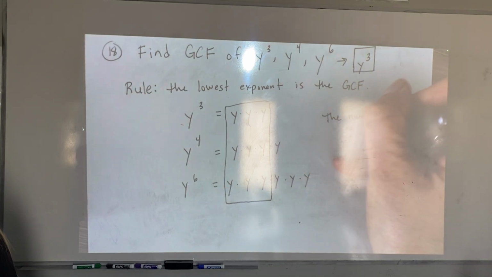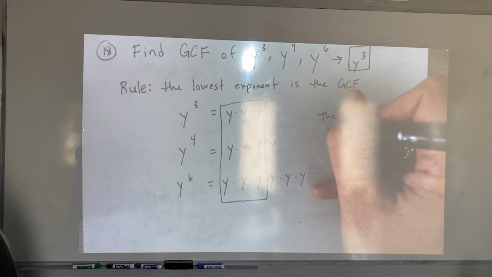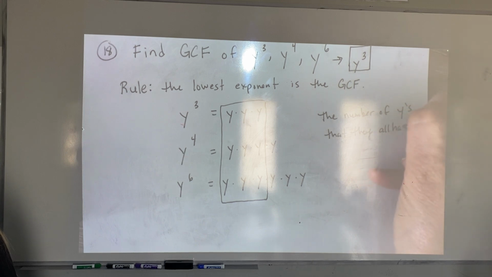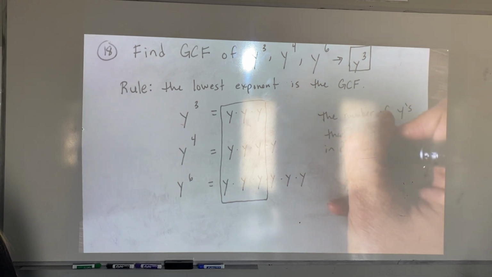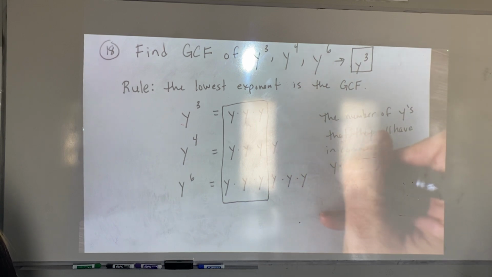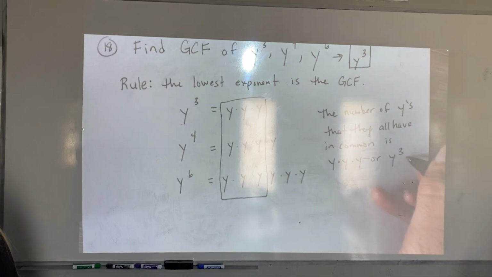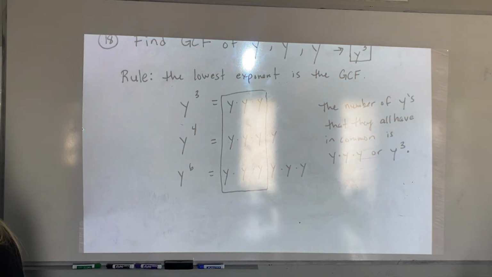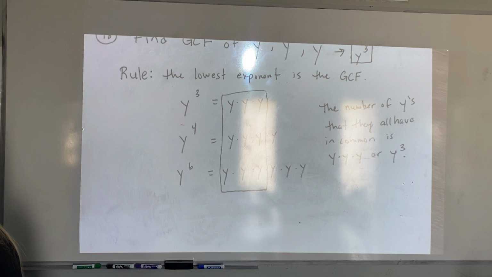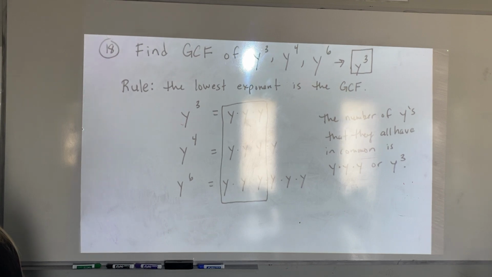The number of y's that they all have in common is y times y times y, that's y to the third. That's the end of the sentence. I need a different way to show the end of the sentence. Two more.